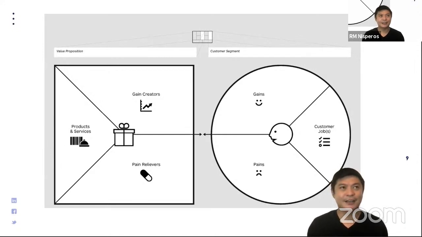So pains, ano yung mga kailangan nilang gawin? At ano yung saan sila nahihirapan? Yung gains, ano yung kailangan nilang gawin? At ano yung magpapagaling pa sa kanila sa paggampan ng trabaho na yun? Let's say your target market is our mothers. So since your target market is generally mothers, new mothers, yan. Yung first child, may one child mother, yan.